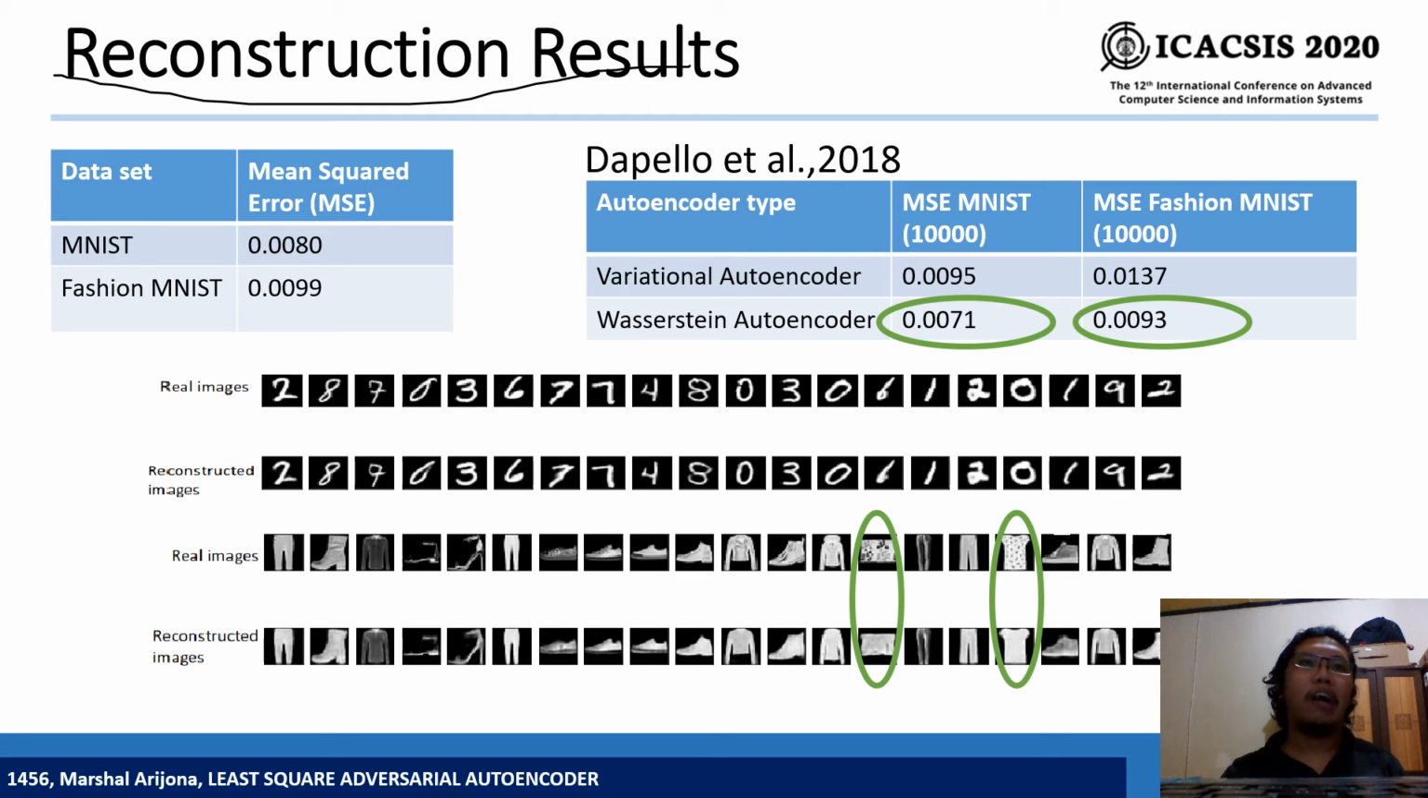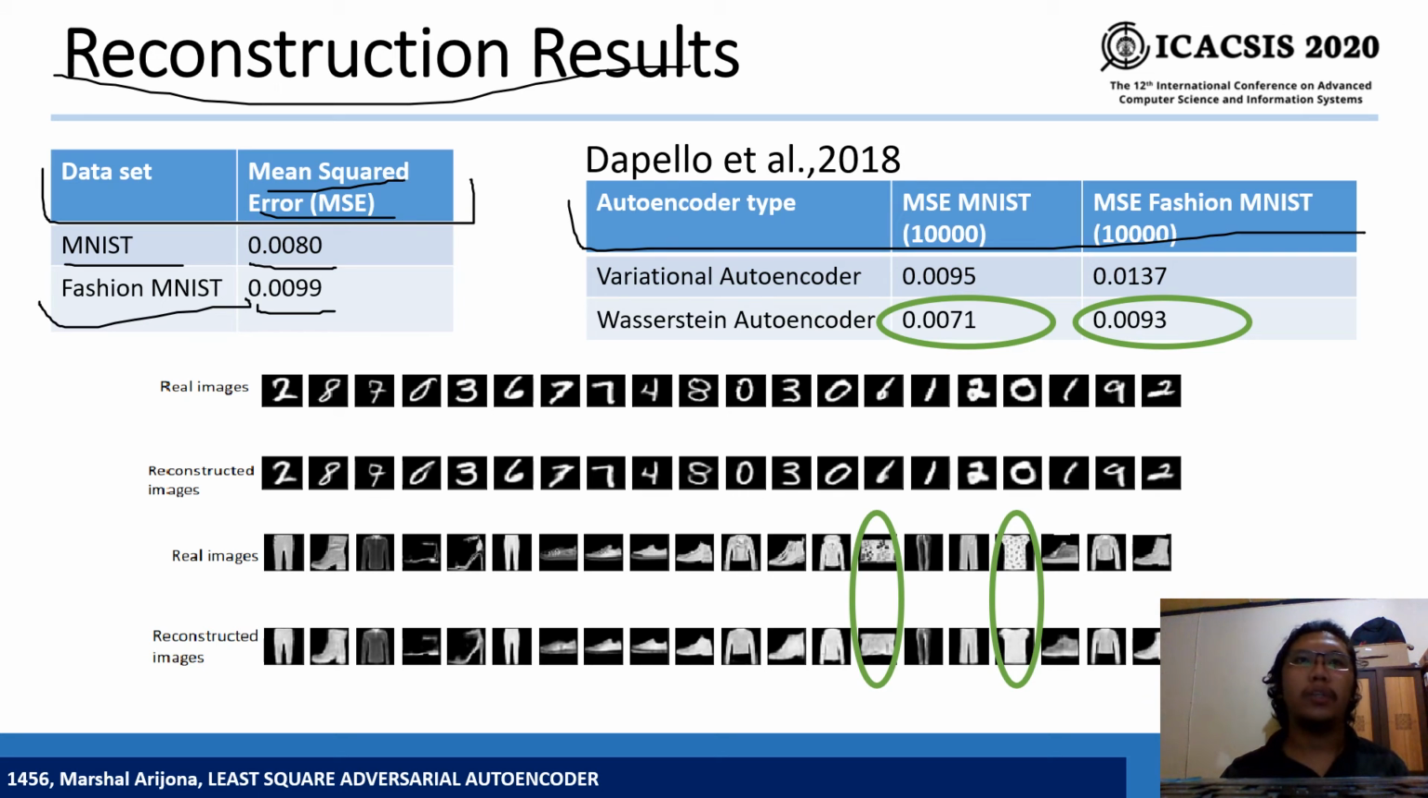So here are the reconstruction results of our models. We found that our model achieved a mean square error of 0.008 on the MNIST dataset and 0.000099 on the Fashion MNIST dataset. We also compared our results with the experiments conducted by a fellow researcher and his colleagues. We set our testing environment the same as theirs. We found that our model beats the variational autoencoder on both datasets, but the Wasserstein autoencoder performs slightly better on both datasets.